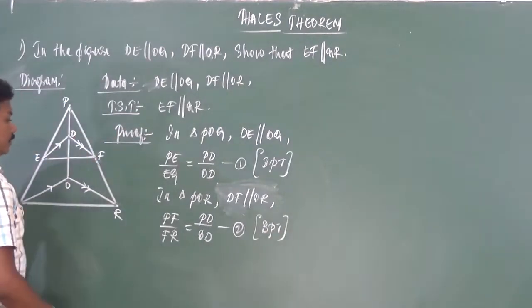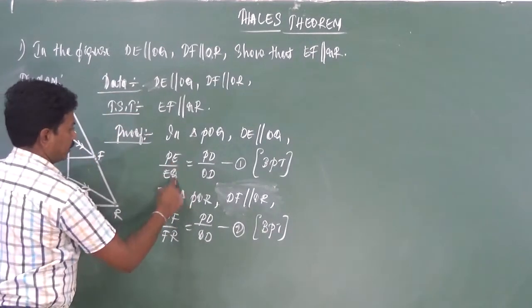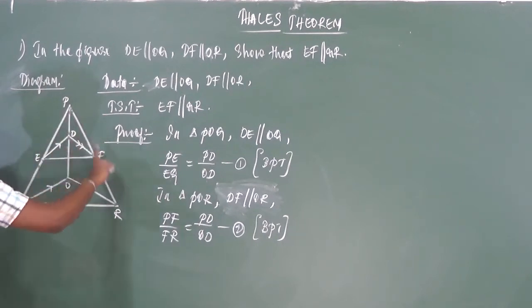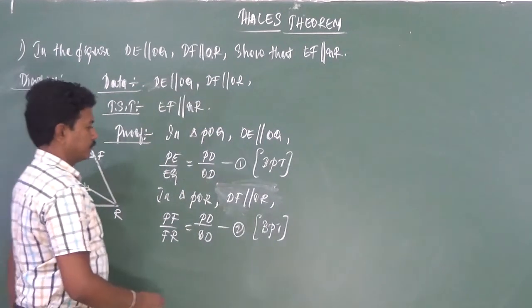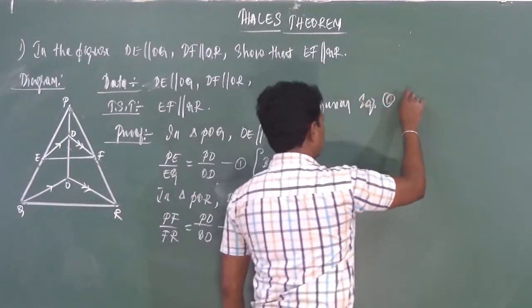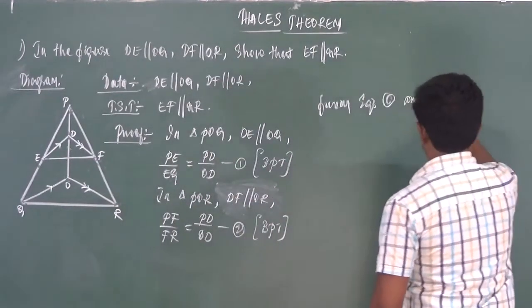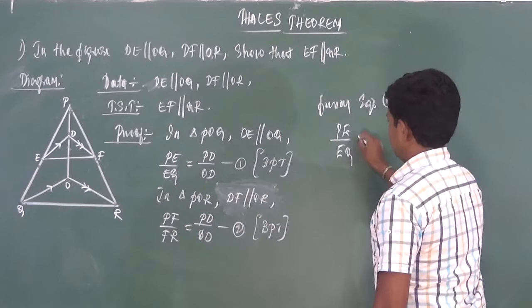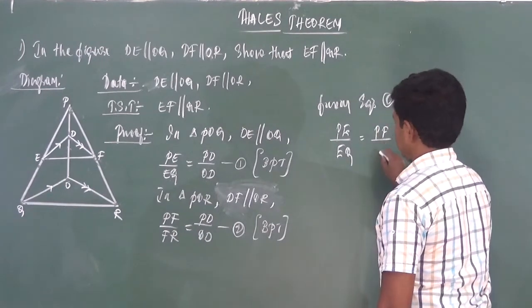When you observe both the equations, PE by EQ is equal to PD by OD, and PF by FR is also equal to PD by OD. Therefore, the two ratios are equal to the same ratio, so they are equal to each other. From equations 1 and 2, PE by EQ is equal to PF by FR.